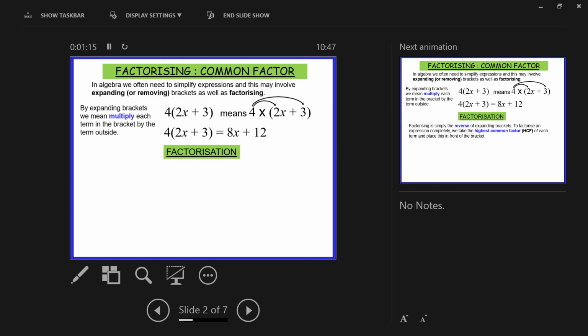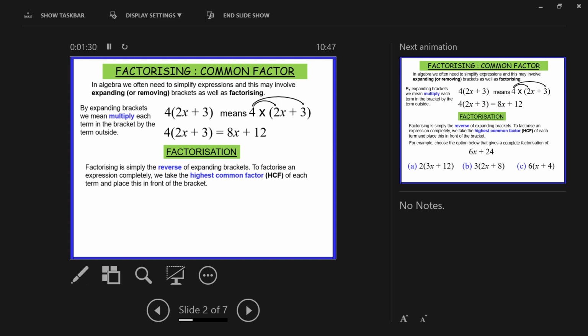Okay, so let's see. Factorizing is simply the reverse of expanding brackets. To factorize an expression completely, we take the highest common factor of each term and place this in front of the bracket.